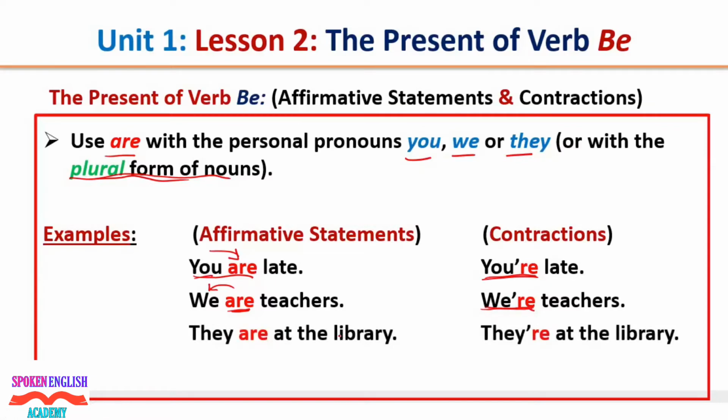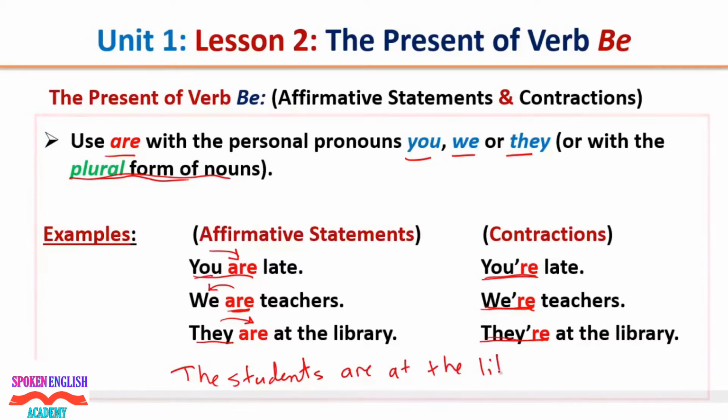They are at the library. Again, with the pronoun they, we use the verb are. They are at the library, or the contracted form, they're at the library. Notice here we can also use a plural form of nouns. So we can say the students. This is a plural noun. The students are at the library.